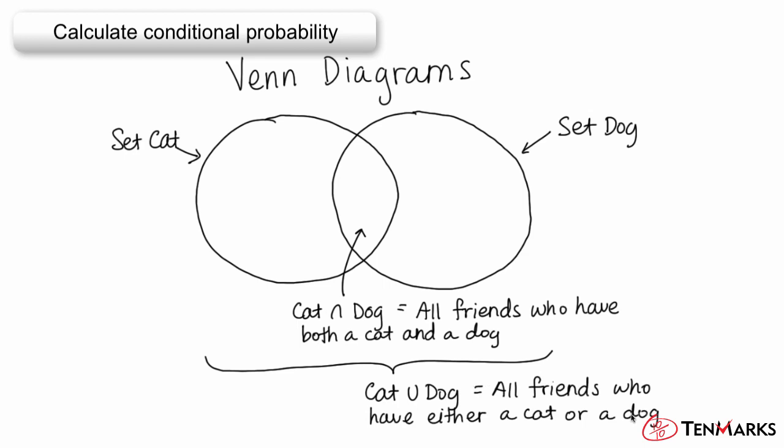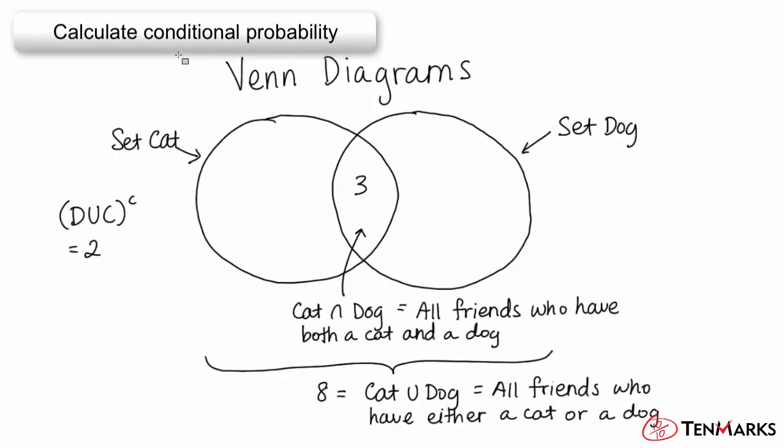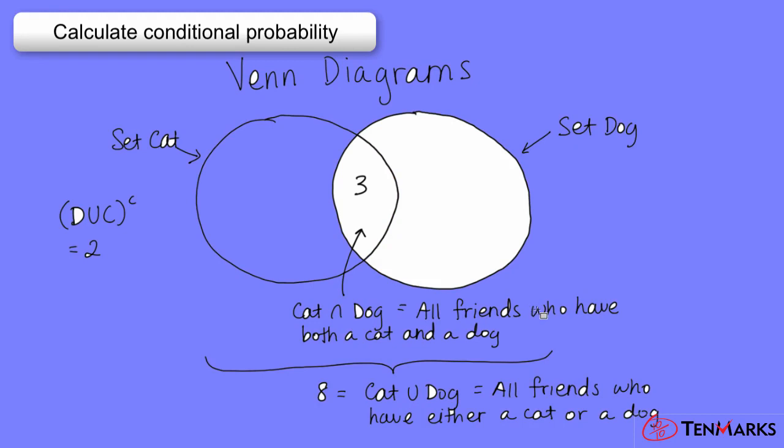Now let's say you have 3 friends in the intersection and 8 friends in the union. Now out here, outside of the union, this is all friends who don't have either a cat or dog. This set is the complement of the union, anything that's not in either of these circles. Let's say you have 2 friends in this set. So that's everything out here. But we can also take the complement of set cat, so that'd be all of this, or the complement of set dog, which is everything outside of this circle.